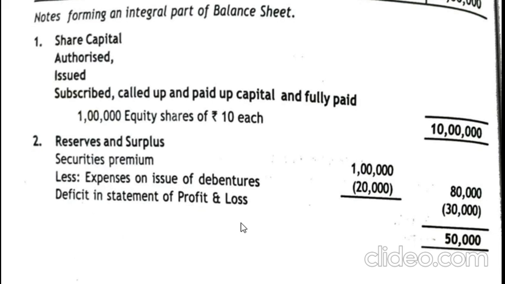Then the loss which is incurred in the profit and loss is set off by deducting it from the remaining balance of your securities premium. So 80,000 minus 30,000 will give you 50,000.